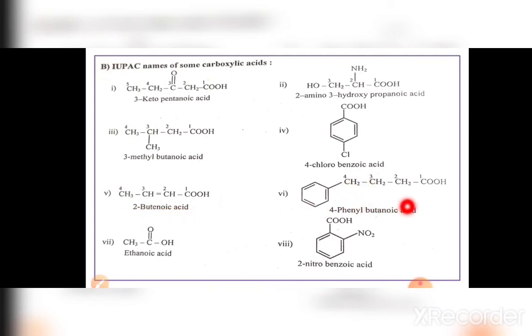So the next example, first numbering 1 2 3 4, and at the 4 number position there is a phenyl group, therefore 4-phenyl, and 4 carbons, therefore butanoic acid. Next, 2 carbons, therefore ethanoic acid. And here an aromatic ring, first 1 2 3 4 5 6, and at the 2 number position, this is a 1,2 relationship, there is a nitro group, NO2, that means 2-nitro benzoic acid.